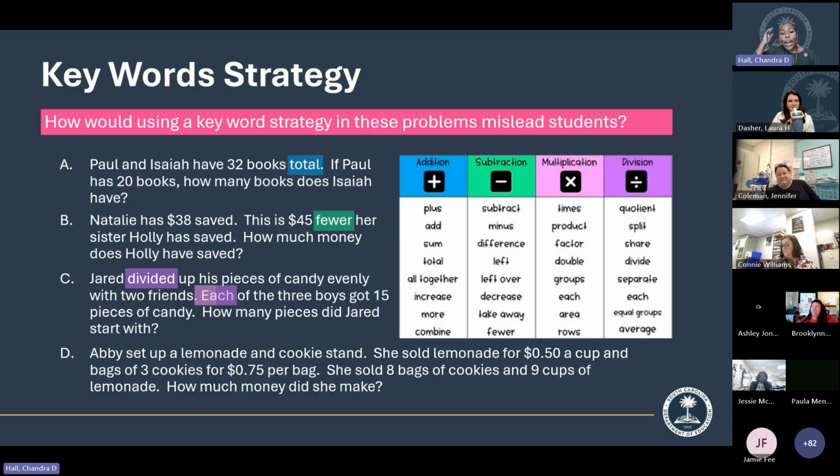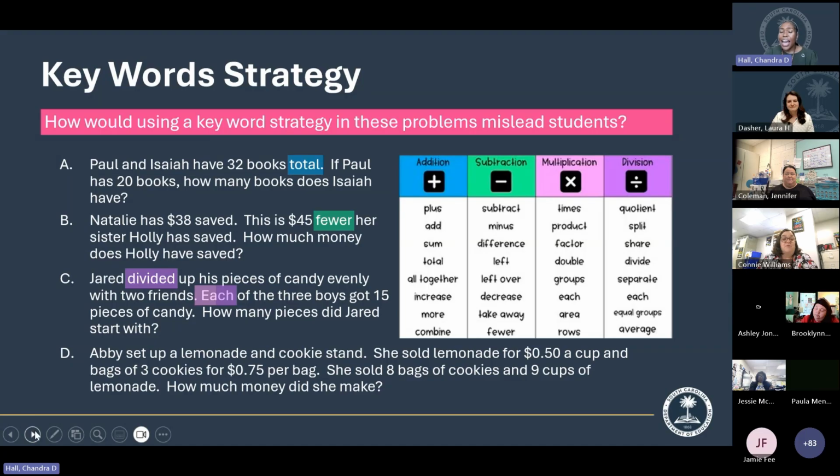Okay, so I went through these specific problems to just let you know that keywords are not a strategy that is going to work for students all the time. And if it's not going to work for them all the time, let's just not frustrate them. Give them something that they can actually use all the time, and it's going to work.